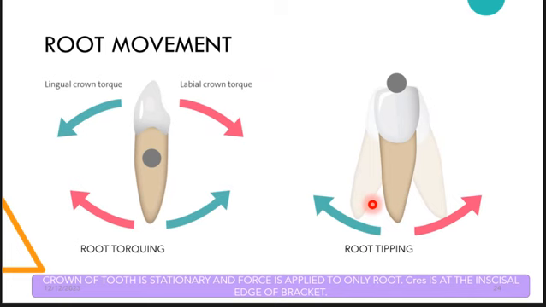Coming on to root movement. Root movement occurs when the center of rotation is at or near the incisal edge, and the rotation occurs about this point. So the crown is therefore displaced less than the root. The root movement takes more time because the bone resorption required for the movement to occur is more. So here the crown of the tooth is stationary, and we expect only the root torque to be expressed.